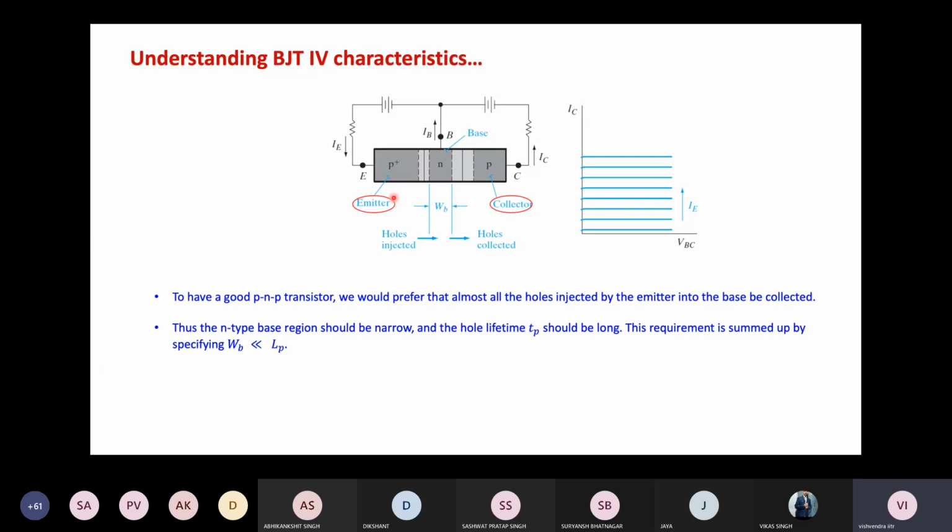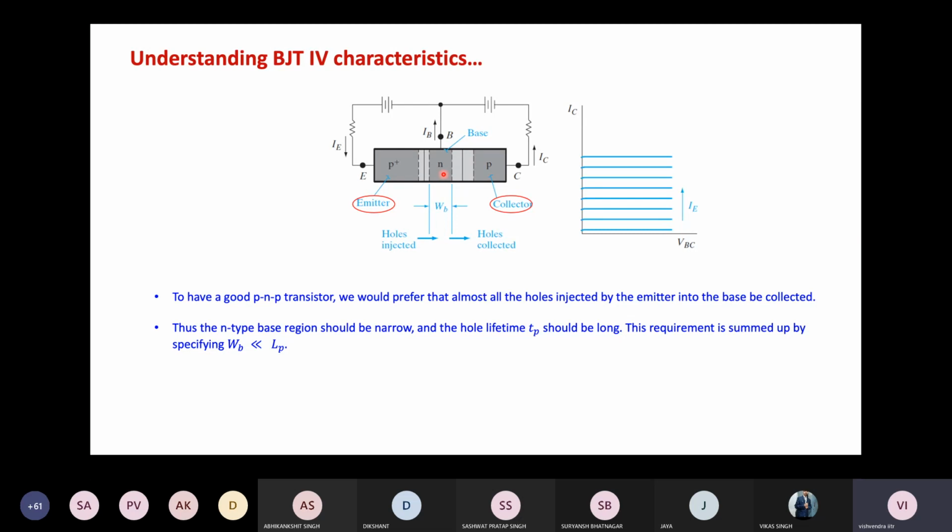So as Dikshant said, without the base terminal, this emitter base barrier cannot be properly controlled. And the emitter current depends on, if you remember the band structure of the junction, there is a barrier between P and N type material. And by controlling the height of the barrier, the diffusion current is changed. So this base current or this base terminal has an important role in controlling that barrier.